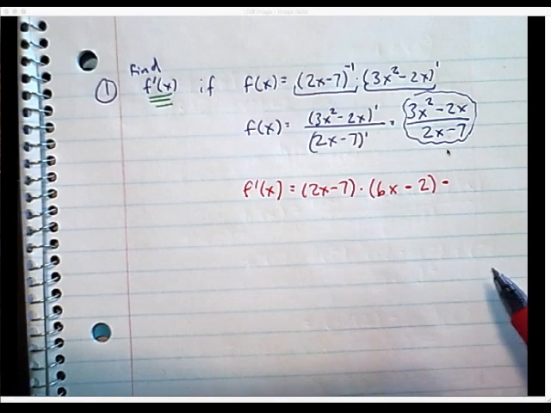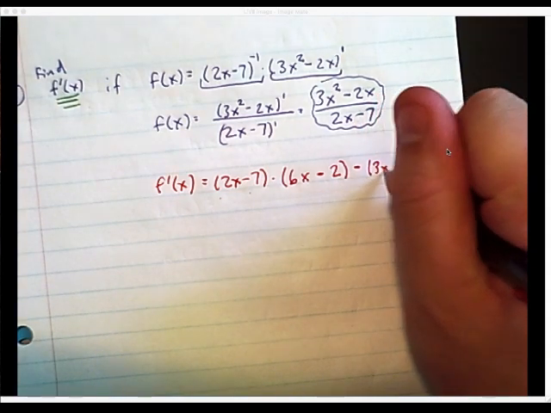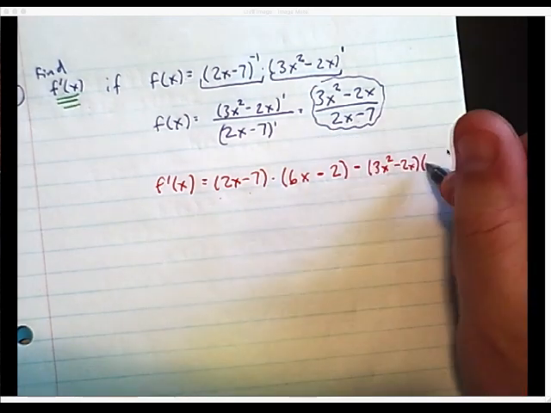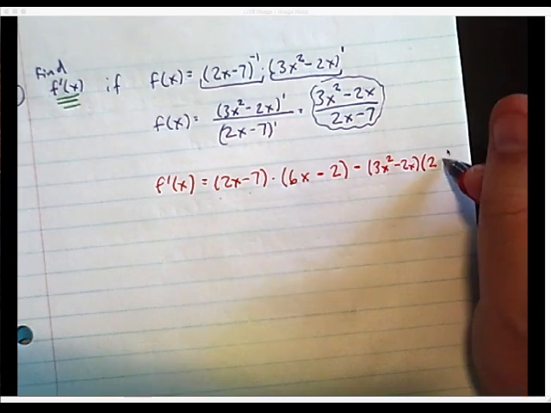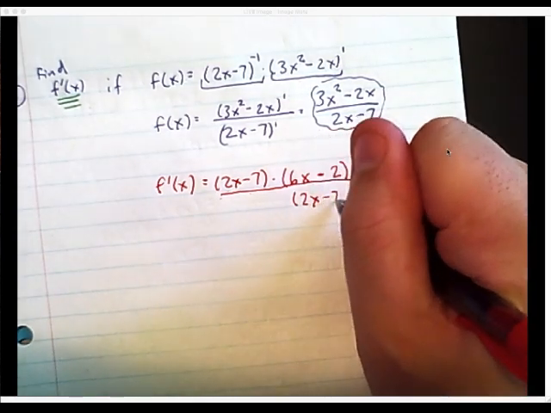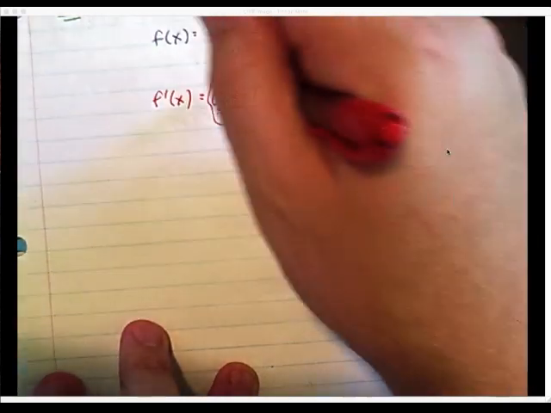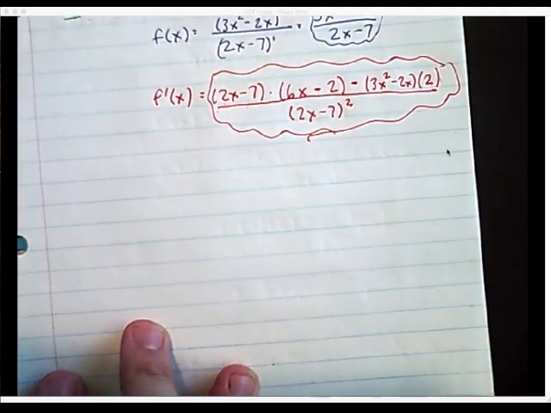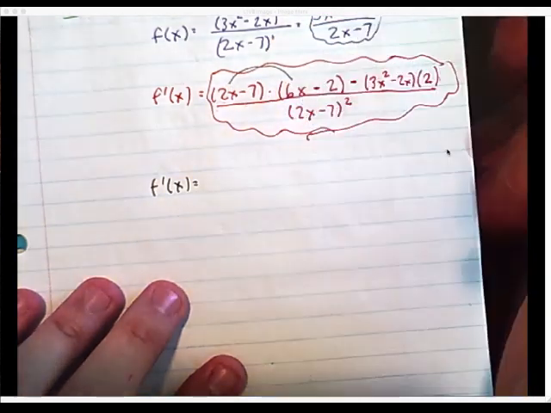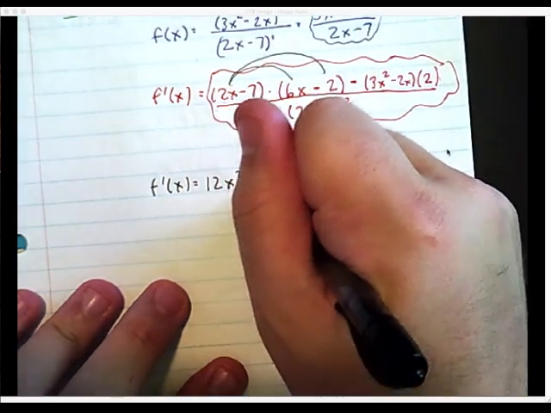So low, d high, minus high, d low. What's the derivative of 2x minus 7? The derivative of 2x is just 2. The derivative of the constant is 0. I can leave that like that, all over low squared. If this was a free response question, you could stop there. You don't have to simplify more than that. But if it's a multiple choice question, we have to get good at simplifying. So here's a FOIL. 2x times 6x is 12x squared. All right, 2x times negative 2 is negative 4x.